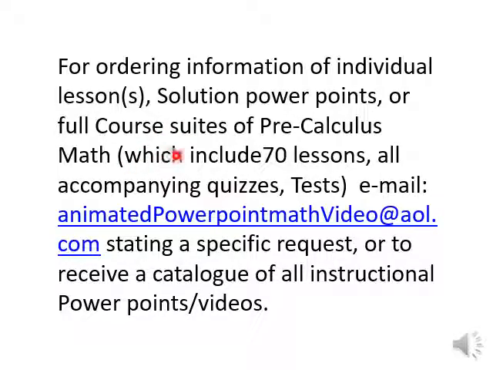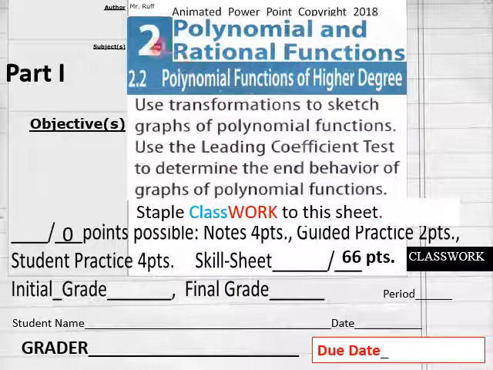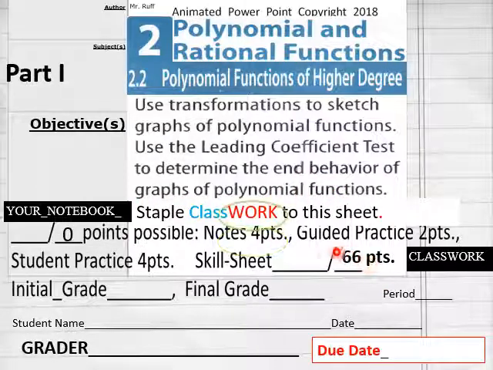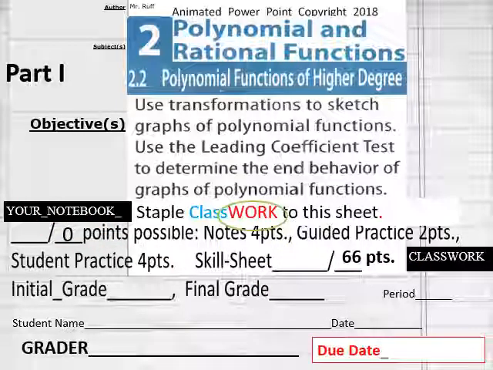Everybody, we're getting ready to do lesson 2.2 of pre-calculus today. And 2.2 is polynomial and rational functions, part 1, using transformations to sketch graphs of polynomial functions, as well as using the leading coefficient test to determine end behavior of graphs. This lesson has 26 points of classwork, 0 points in notebook taking.